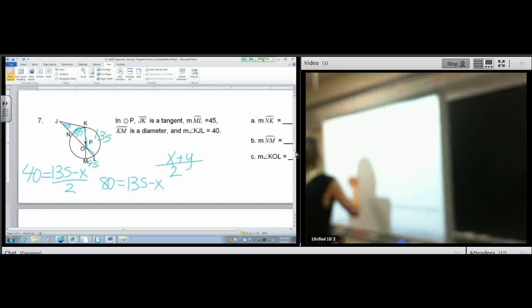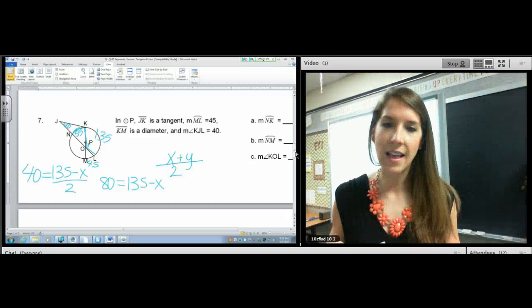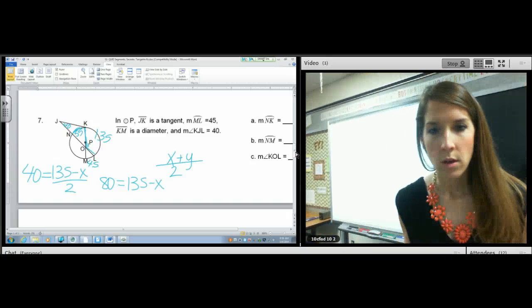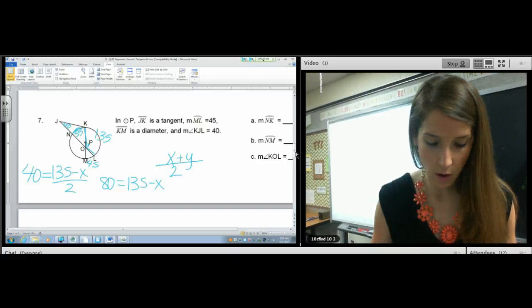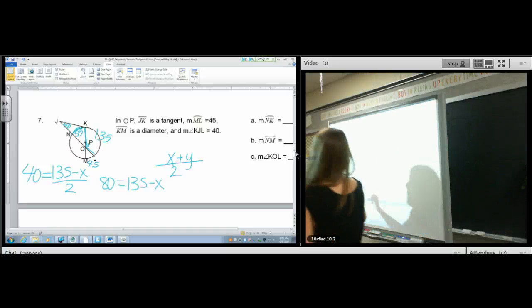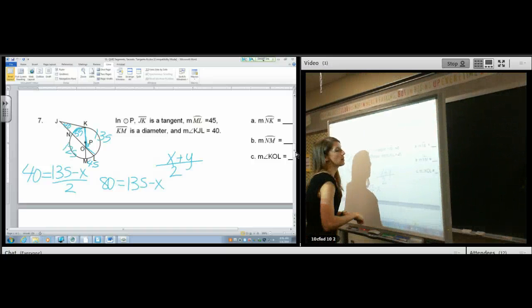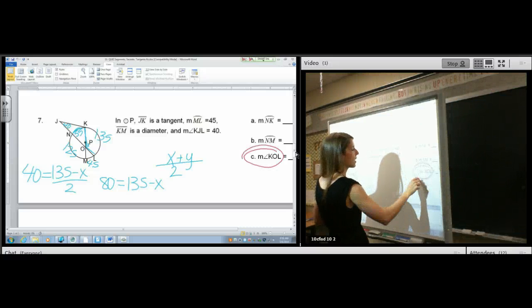What I recommend you do, well, there's a couple of ways. Let's go ahead and just find that last missing arc, okay? So we're going to use our diameter. We're going to do 180 minus 55. And we're going to get this arc right here. It's 125. So how are we going to find the angle that you're talking about?